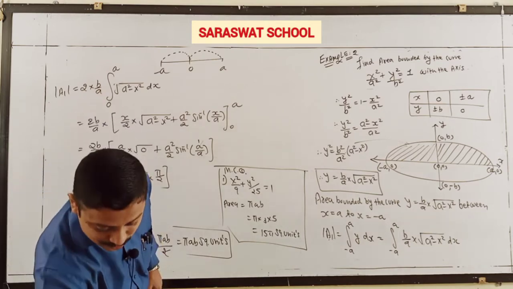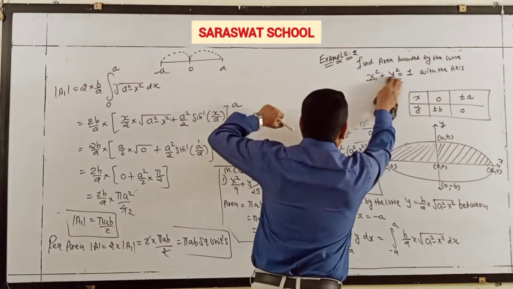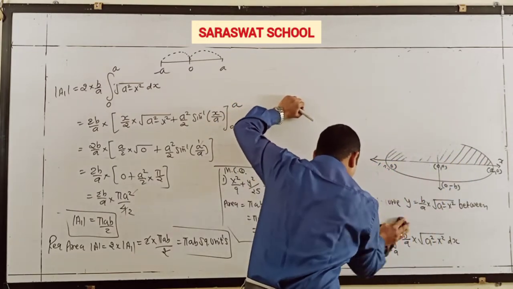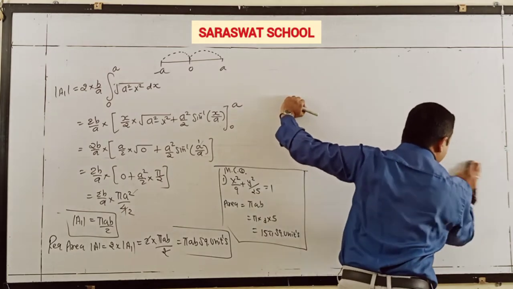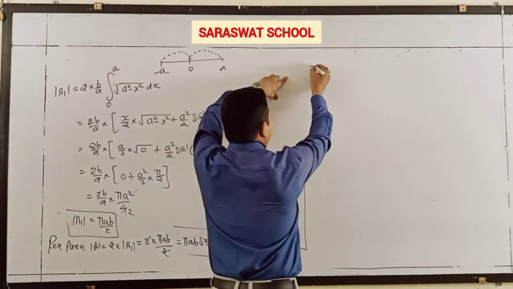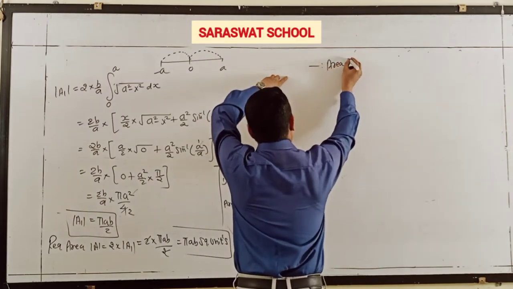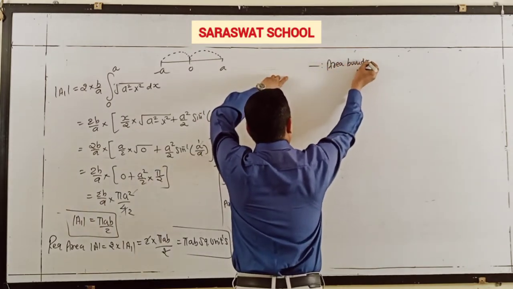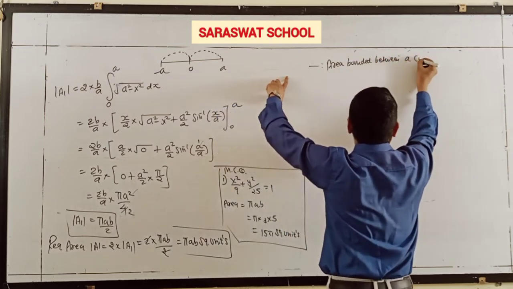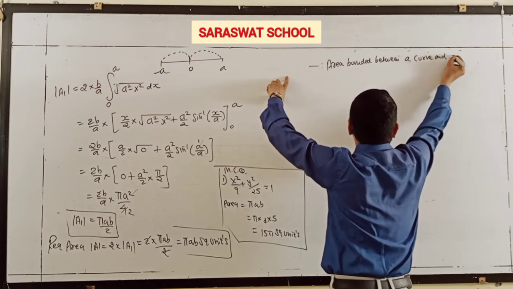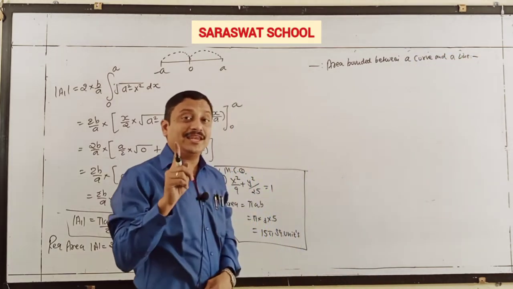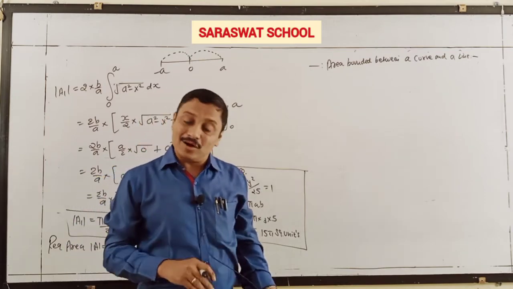Now I continue, students, going ahead. Example 3. But now your topic is changed: area bounded by a curve and a line. Yes, area bounded between a curve and a line. This is also a very easy topic. So one line is given and one curve is given.